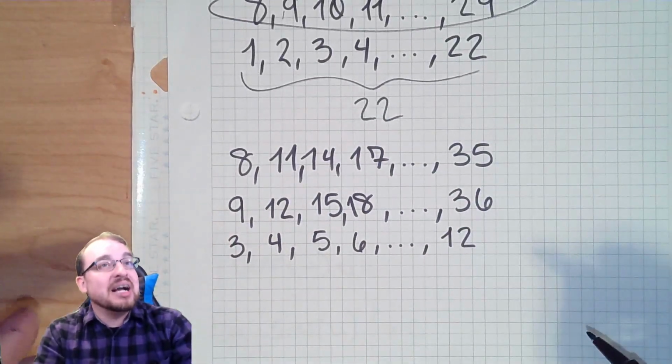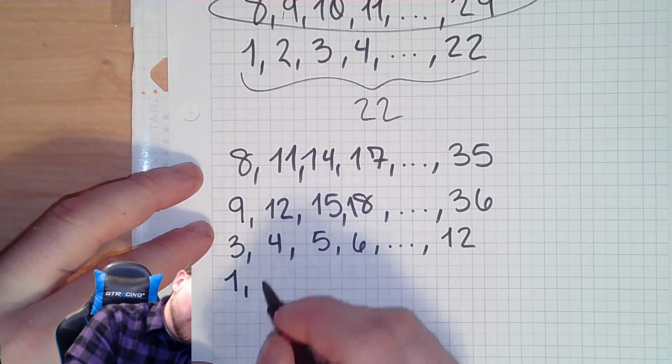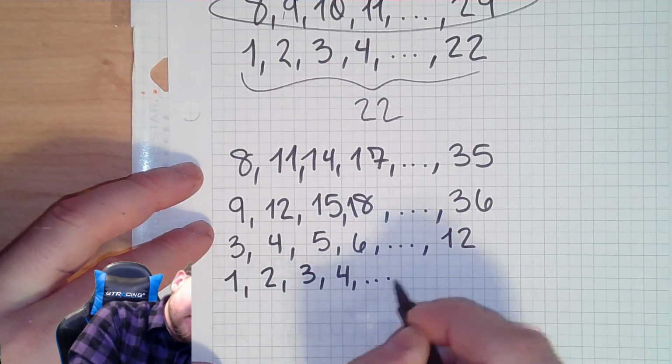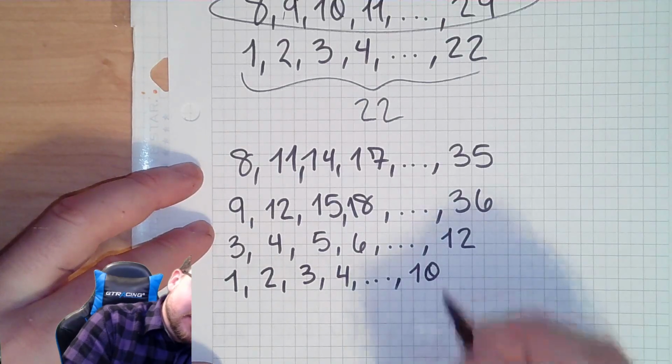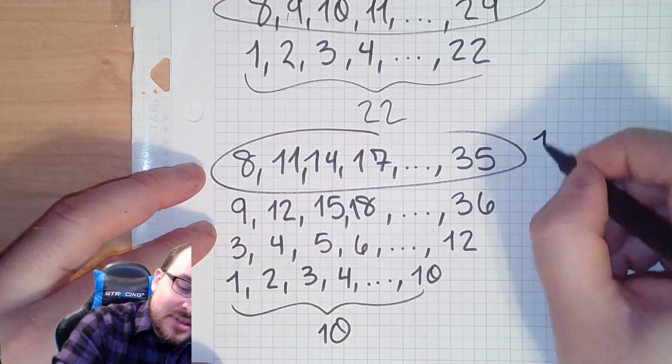Now, to make it really easy to count, we could subtract 2 from everything. Because now it'll start with 1, then it'll go to 2, then 3, then 4, and then it will go to 10. So it looks like there are 10 numbers in this list, which means there are 10 numbers in this list.